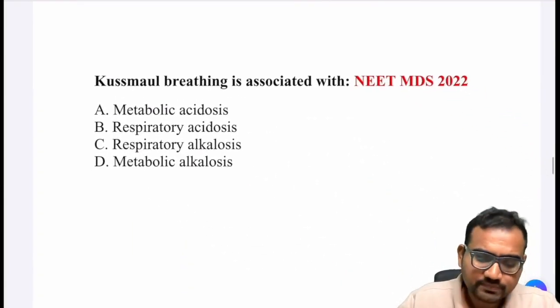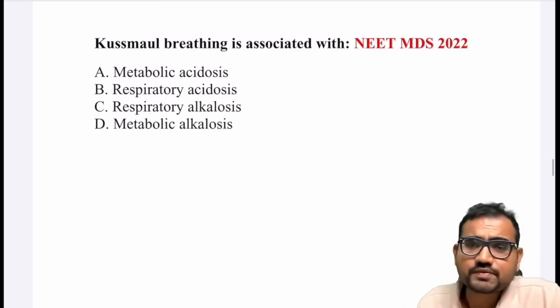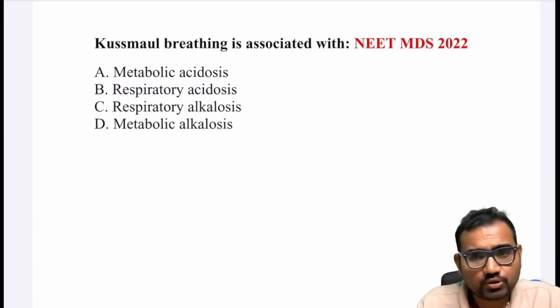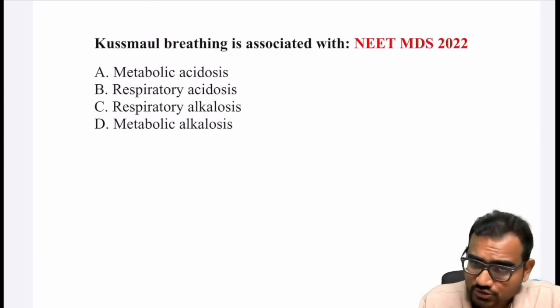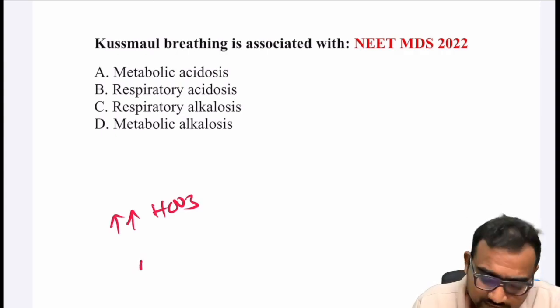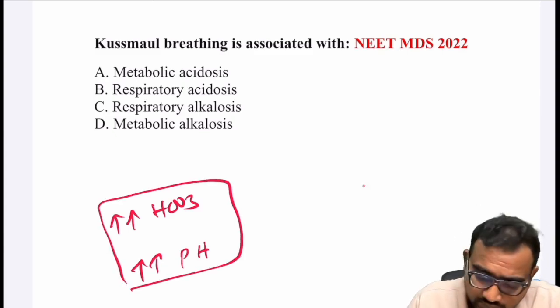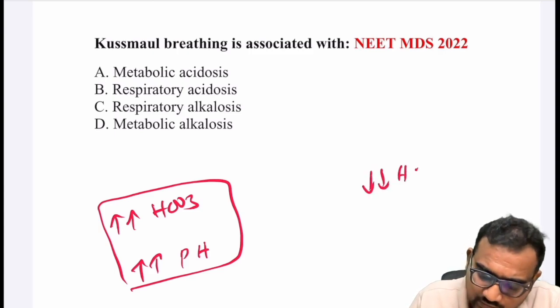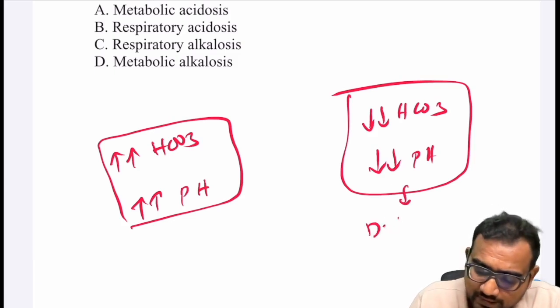So moving on to the next question. Kussmaul breathing is associated with. As we all know, there are two situations, respiratory and metabolic. We talked about respiratory acidosis and alkalosis. Now what are metabolic acidosis and alkalosis? Metabolic alkalosis is whenever there is an increased bicarbonate, there is going to be an increase in the pH. Metabolic acidosis is whenever there is a decrease in the bicarbonate, there is going to be a decrease in the pH. Metabolic acidosis is nothing but diabetic ketoacidosis.